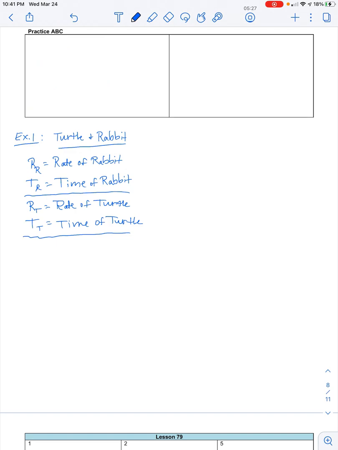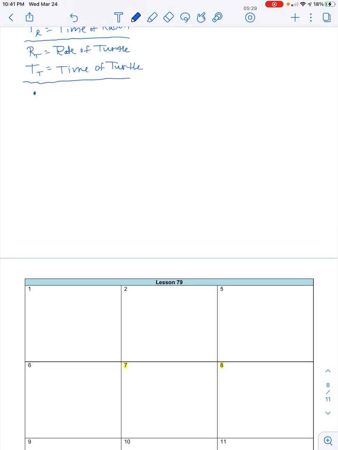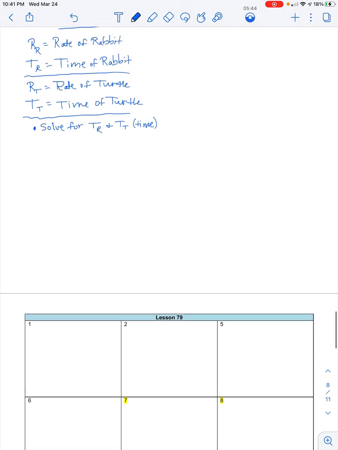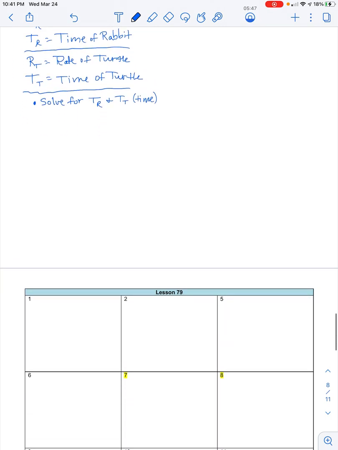Here's our instructions. Solve for the time of the rabbit and the time of the turtle. So we're solving for time. Now, we're given some information. Let's write this down. So we're told that the rate of the turtle times the time of the turtle, which would be the distance, by the way, plus 120.